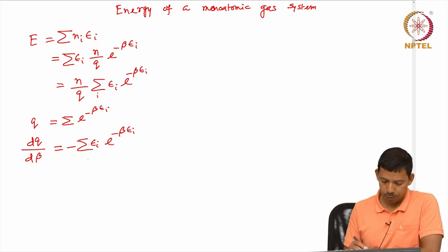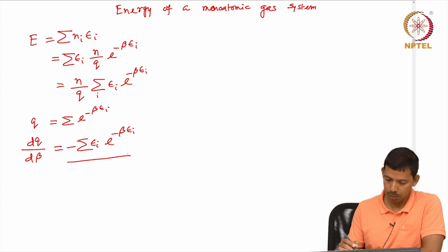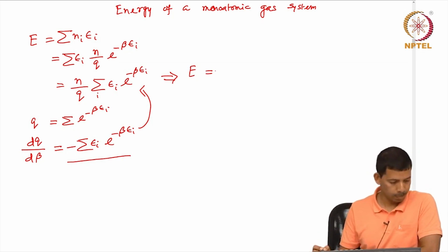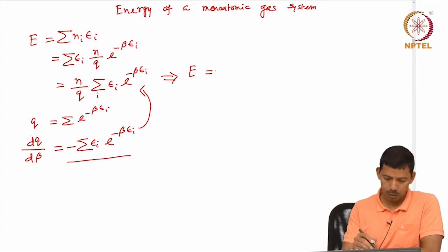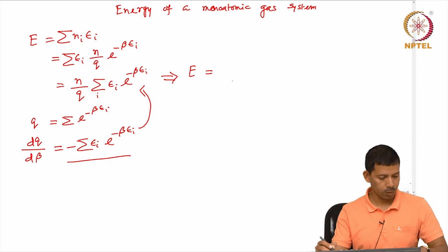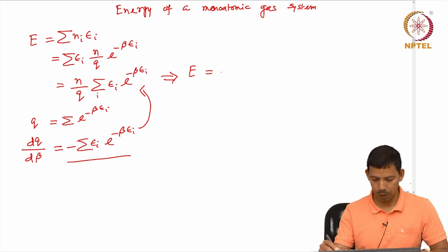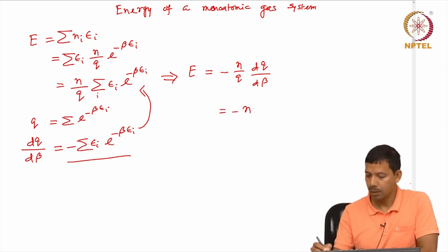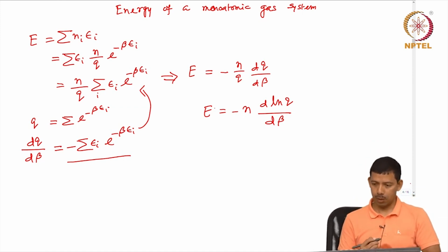So if we put this back, minus epsilon i e to the power minus beta epsilon i, in this expression, we get E is equal to minus N by Q dQ by d beta, which also can be written as minus N d ln Q by d beta. That's the energy for this monoatomic gas.